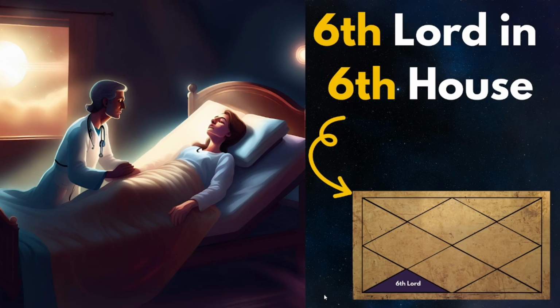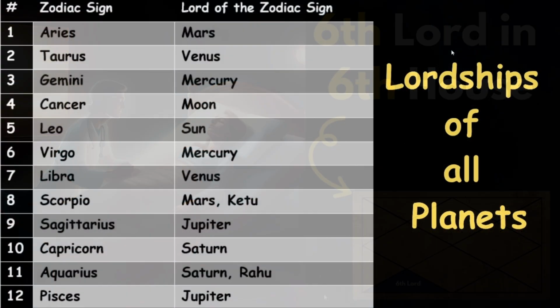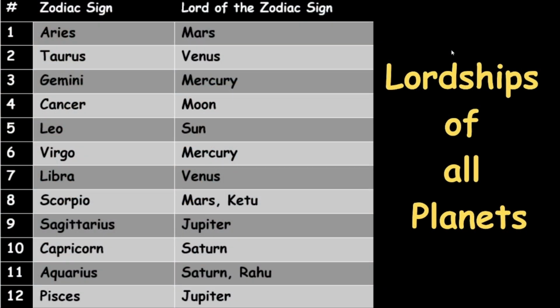Today we will discuss the placement of the sixth lord in the sixth house. What do you mean by the lord of the house in Vedic astrology? Each planet has the responsibility of handling either one or two houses. So these planets become the lord of those houses.